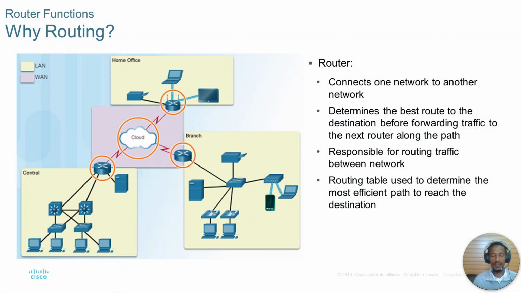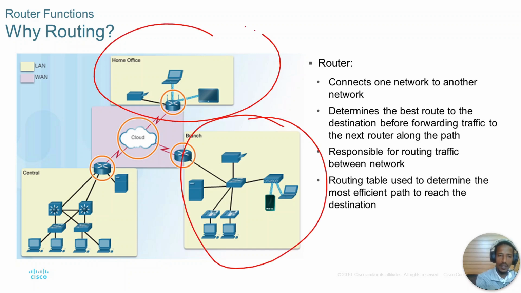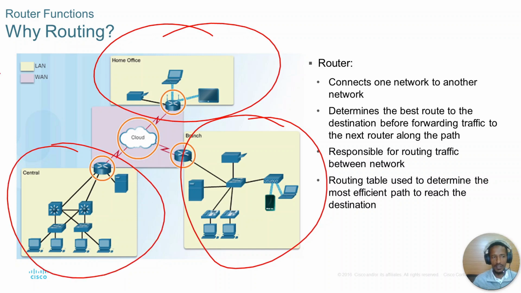As you can see here, there are different networks. There are three networks. You can see the yellow one at the top. These three yellow ones are local area networks, and we can call them LANs. And the other one is another network. We usually need at least one router to connect different networks.